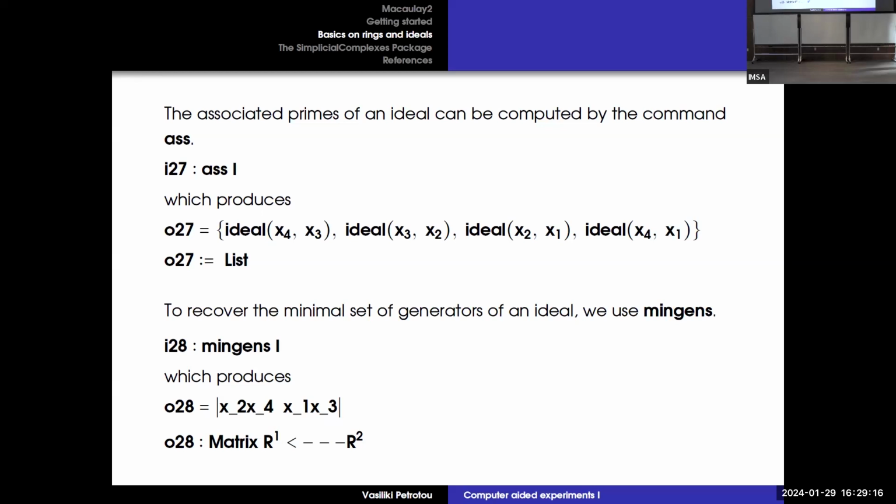Another question that we may have is, if we have a given ideal, which are the associated primes of R? We can use the command ass in order to compute the associated primes of a given ideal. So ass and the name of the ideal, and we see that the associated primes of the Stanley-Reisner ideal corresponding to the four-gon are these four components.